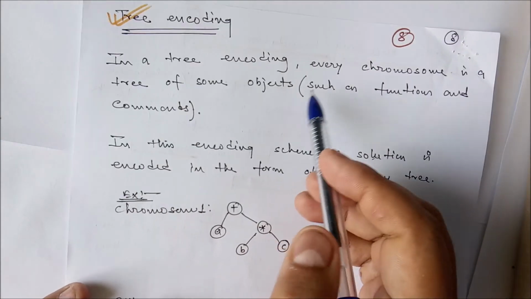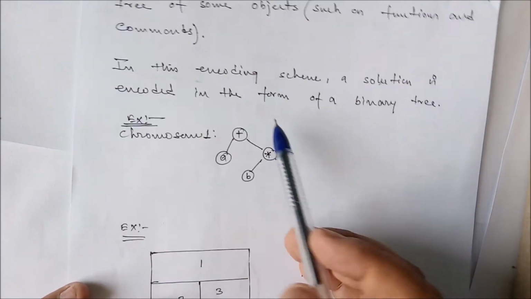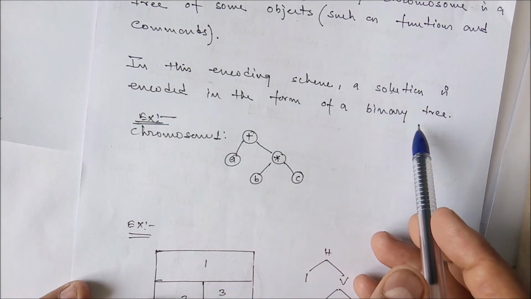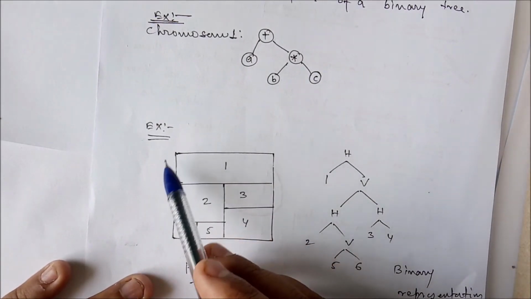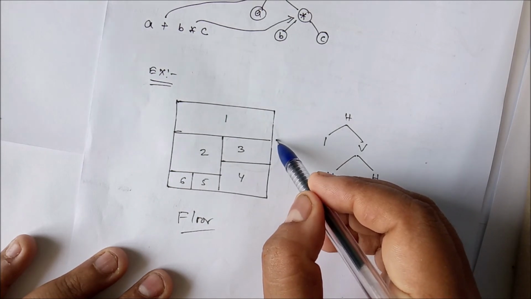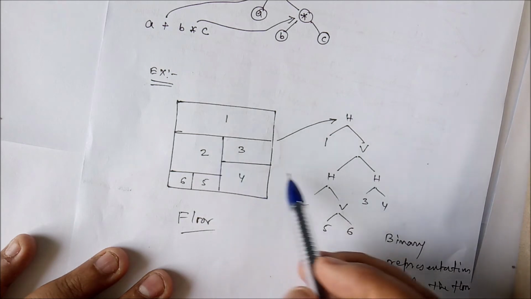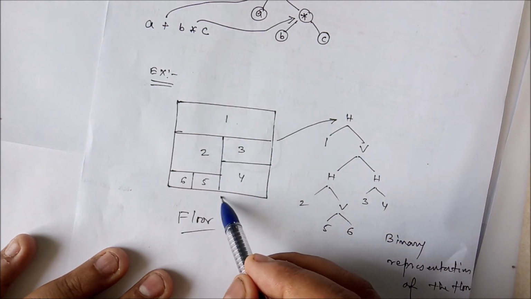Finally, we have tree encoding. In a tree encoding, every chromosome is a tree of some objects. In this encoding scheme, a solution is encoded in the form of a binary tree. We can see one particular floor is there, with a horizontal line. After that, the left part is one and the right part is the vertical line.